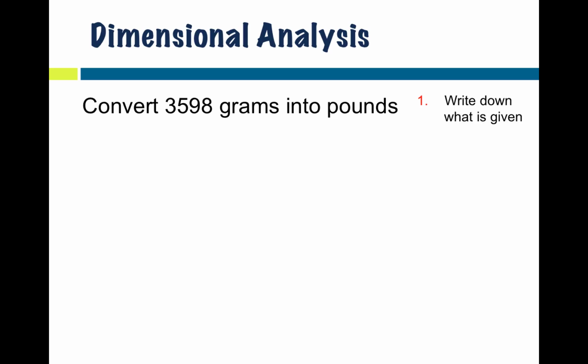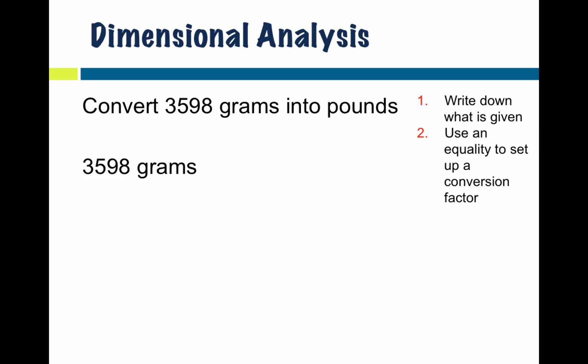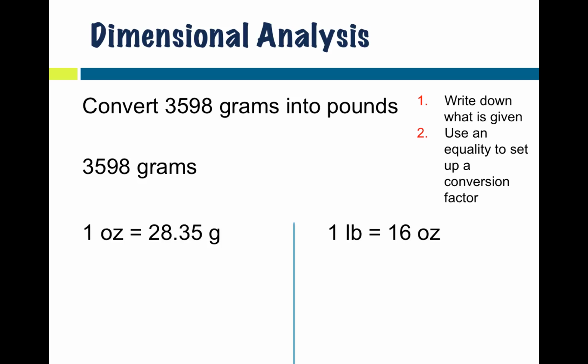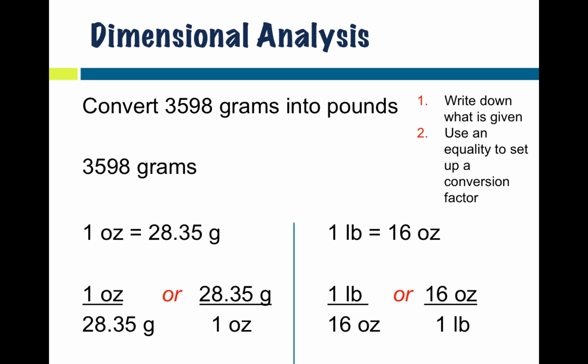3598 grams into pounds. Write down what is given. 3598 grams. Number 2, use an equality to set up a conversion factor. So as stated, we will approach this problem in 2 steps. We will convert our grams to ounces and then our ounces to pounds. The equalities listed show that 1 ounce equals 28.35 grams and 1 pound equals 16 ounces. Conversion factors for each equality would look like this.